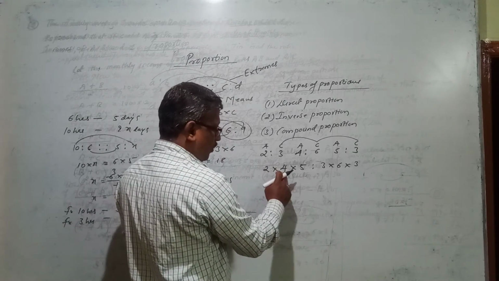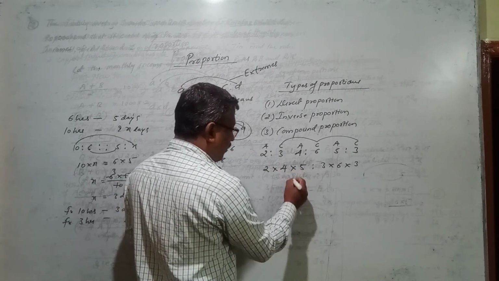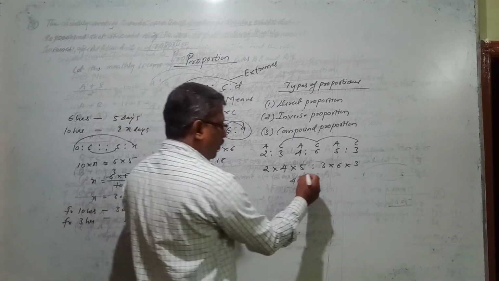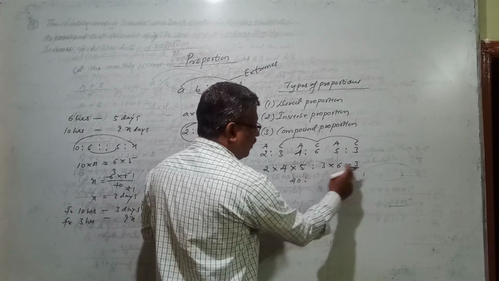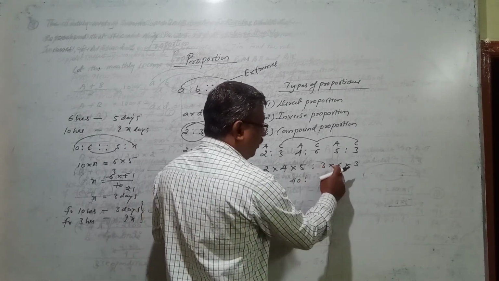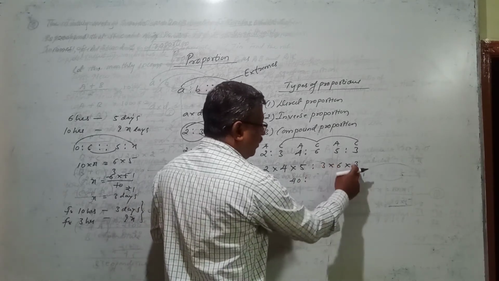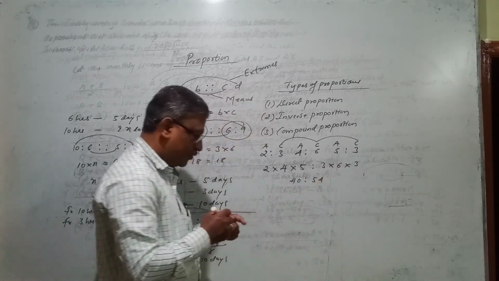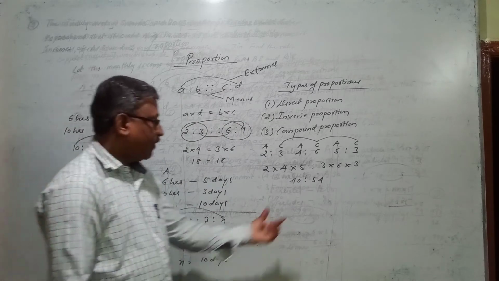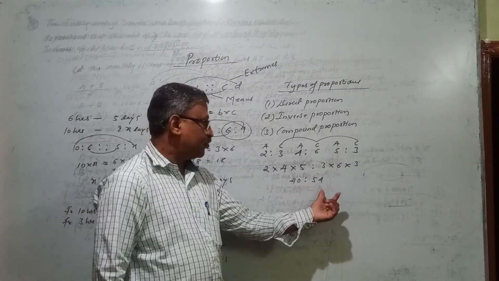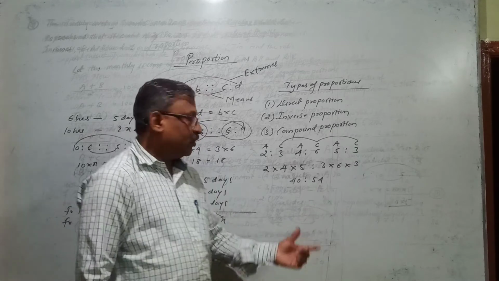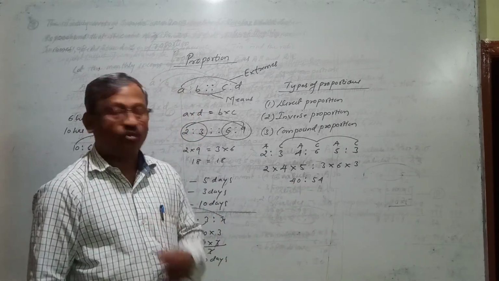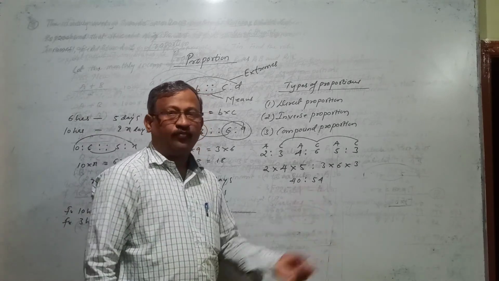If you multiply this, you get how much? 2 into 4 is 8, 8 into 5, you get 40. Multiply this also: 3 into 6 is 18, 18 into 3, you get 54. So my new ratio comes to 40 is to 54. Whatever ratio is obtained is called the compounded ratio.